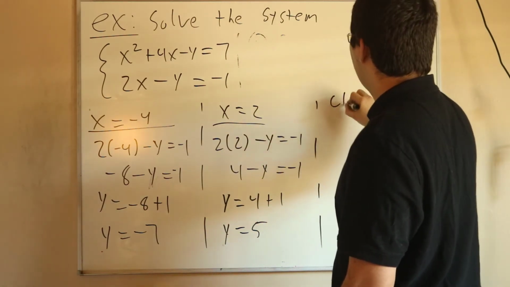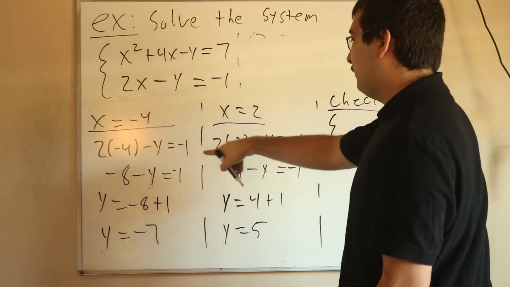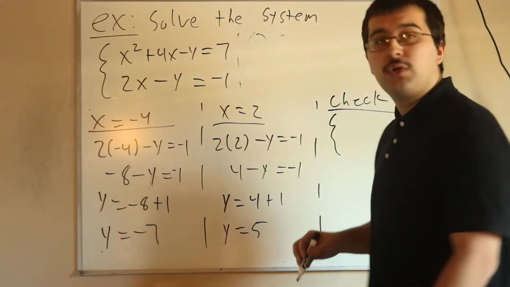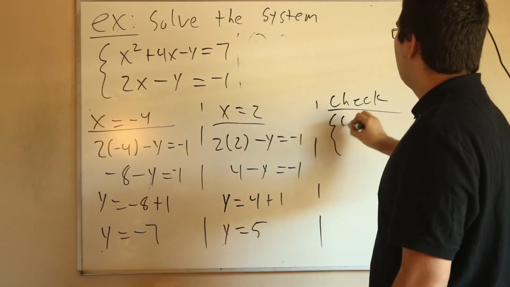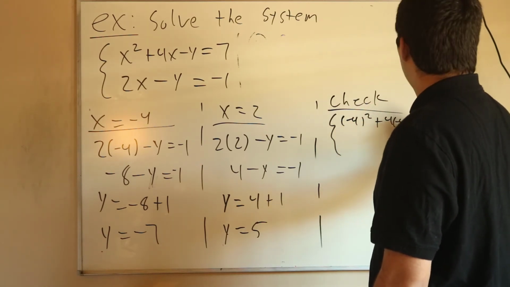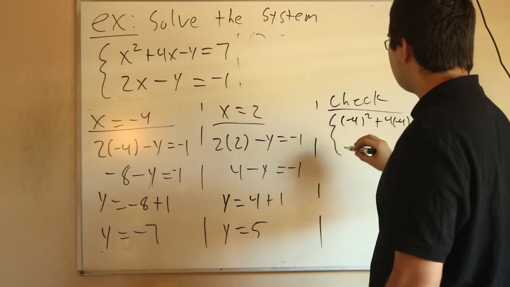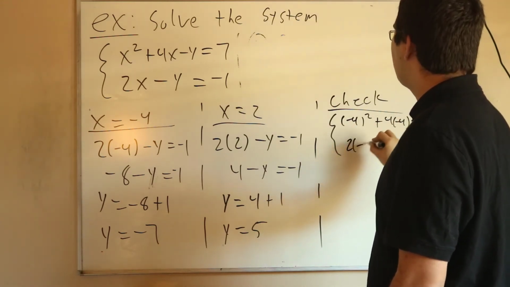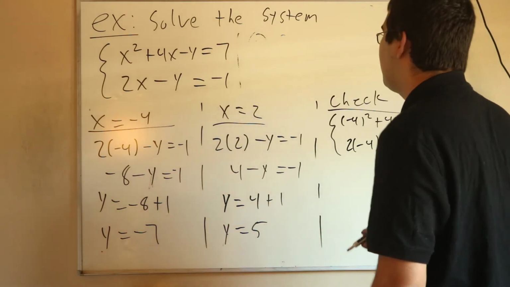I'll do the check right here. Checking these answers, let's check the negative 4 comma negative 7 pair. So we're going to have negative 4 squared plus 4 times negative 4 minus negative 7. And we're going to have 2 times negative 4 minus negative 7, or minus negative 7.